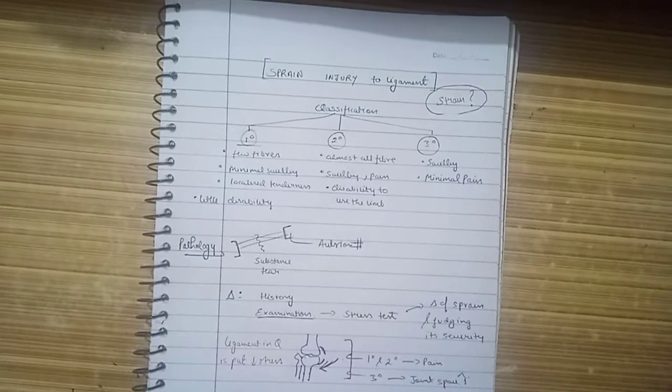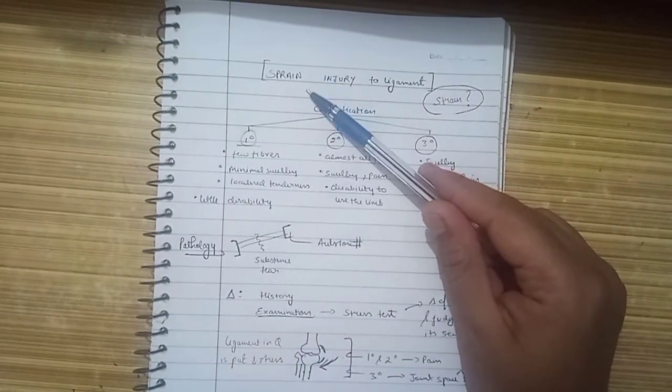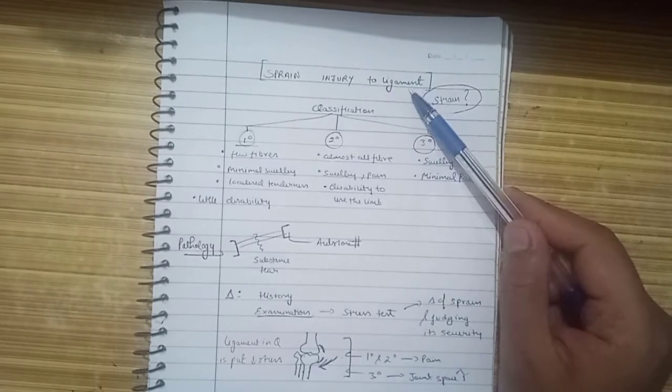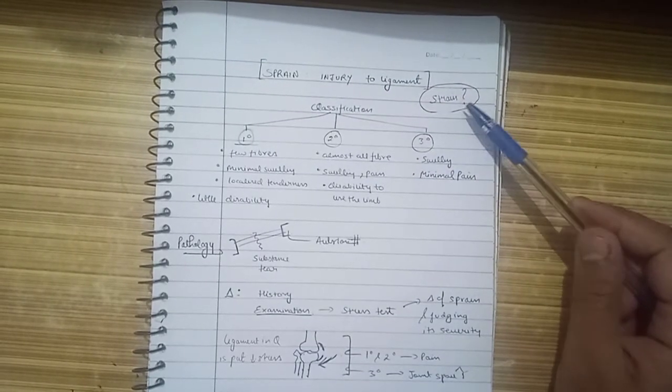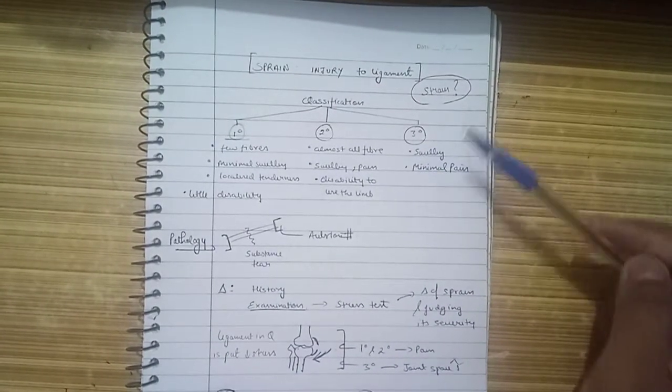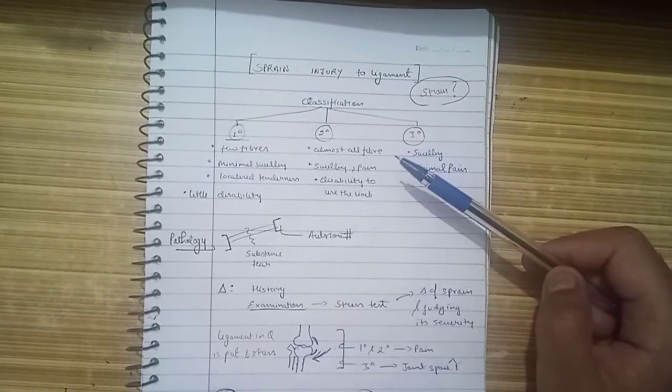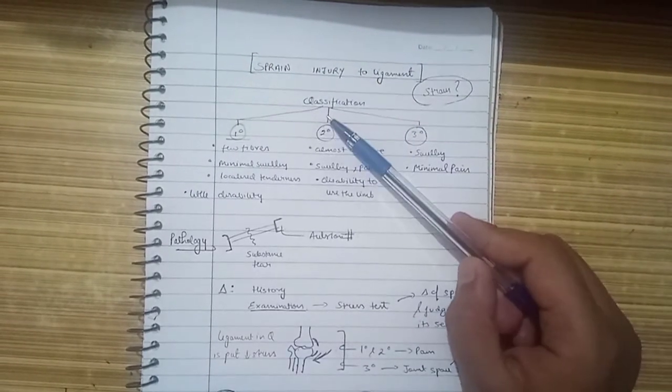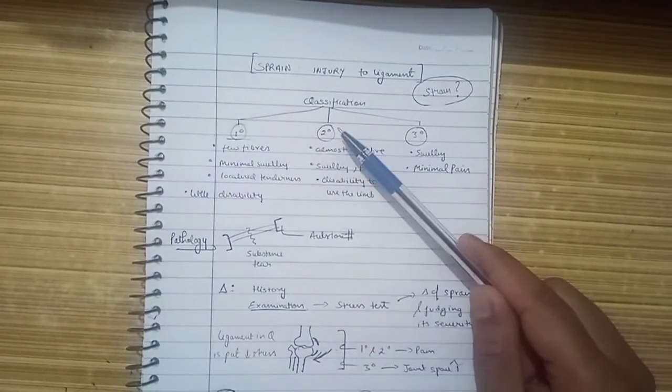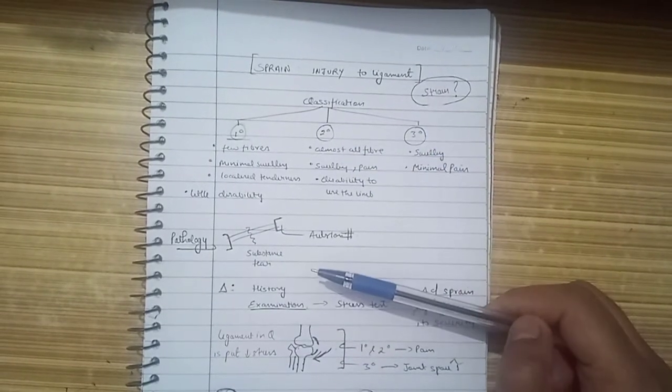Hello everyone. Today we are going to discuss sprain, that is injury to the ligament. There is another thing that is strain, that is injury to the muscle or its tendon. Sprain can be classified into a primary degree, secondary degree or tertiary degree.